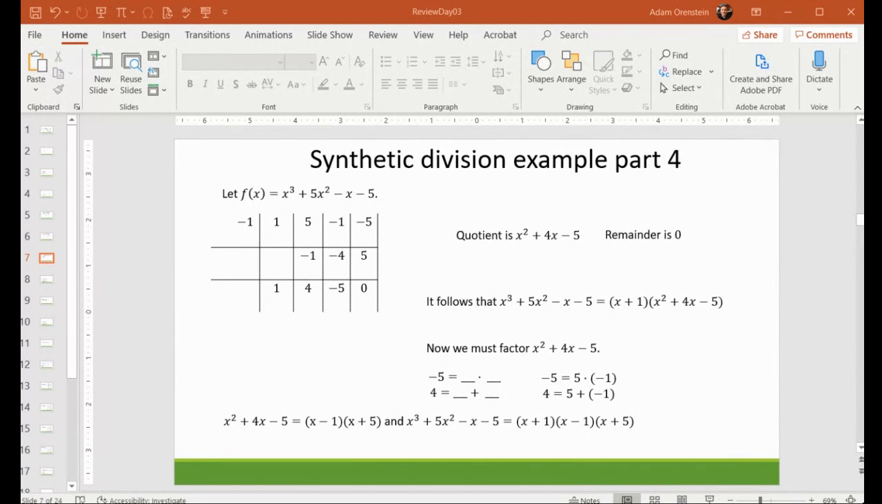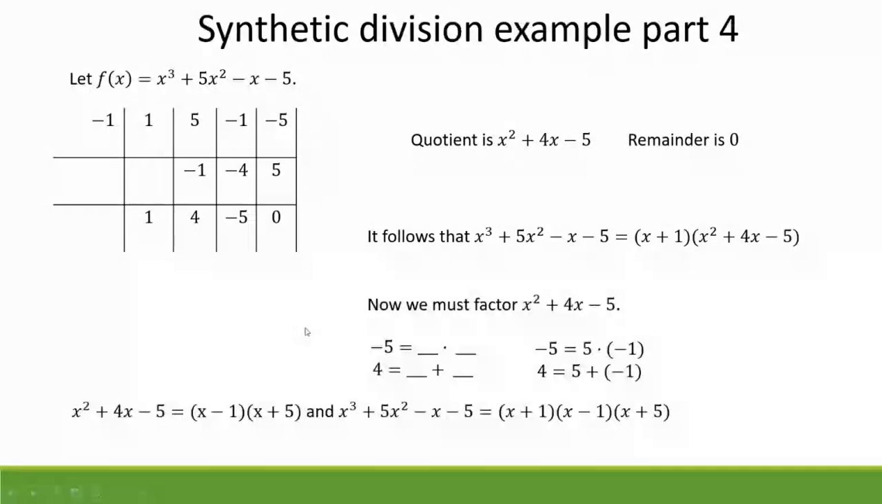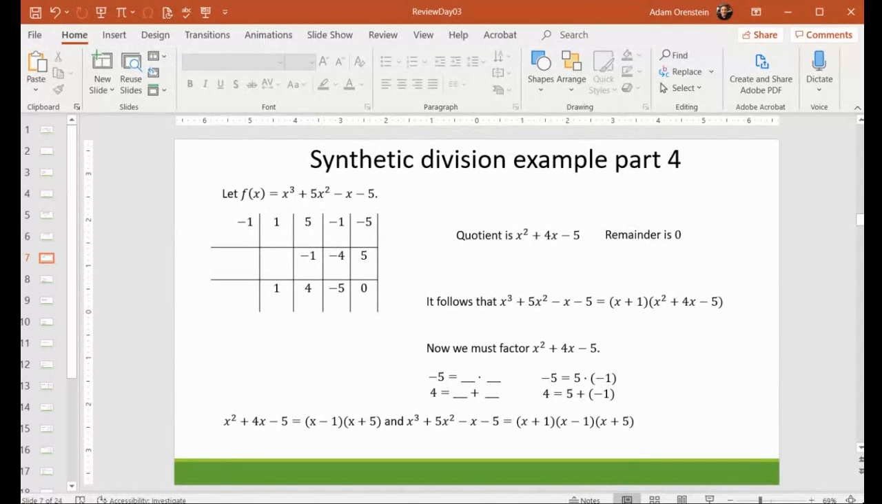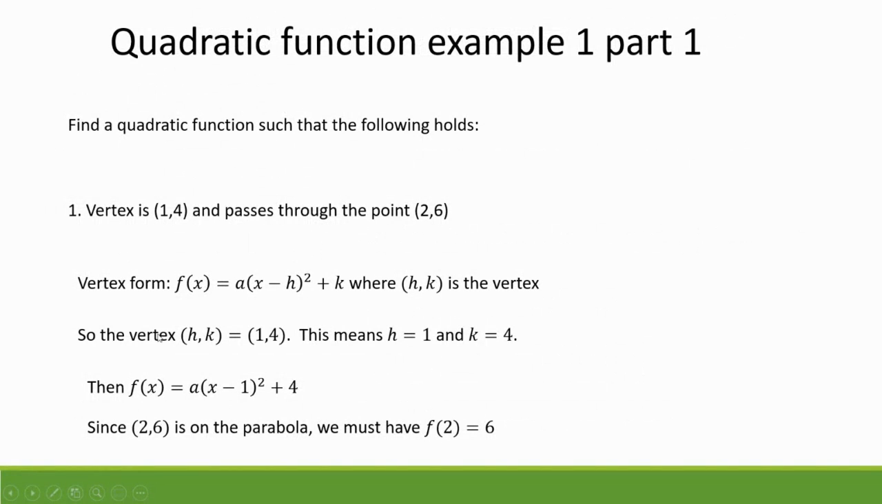Okay, so for the next part, we're going to do this. Here. So we're going to now answer this kind of question. We want a quadratic function such that the vertex is this point, 1, 4, and such that the quadratic function passes through the point 2, 6.